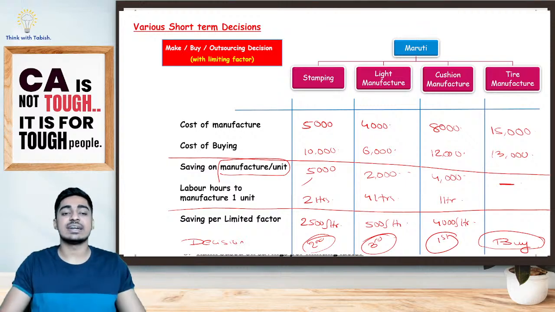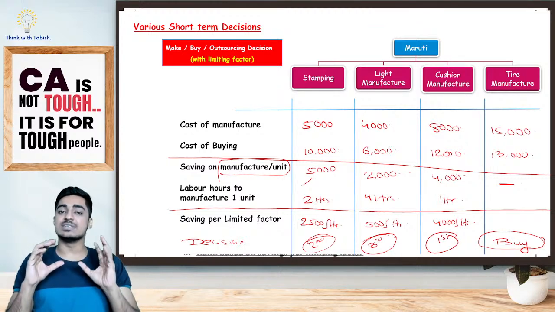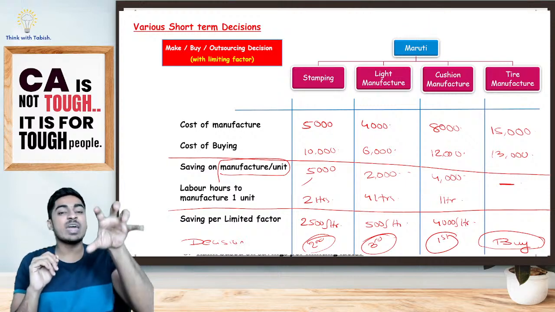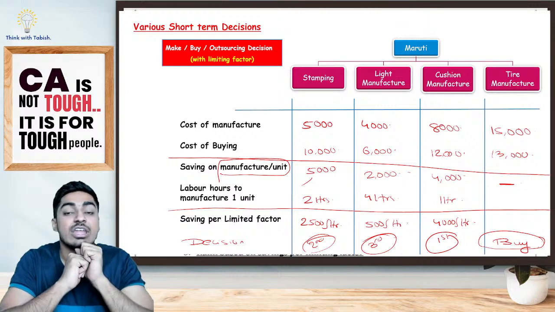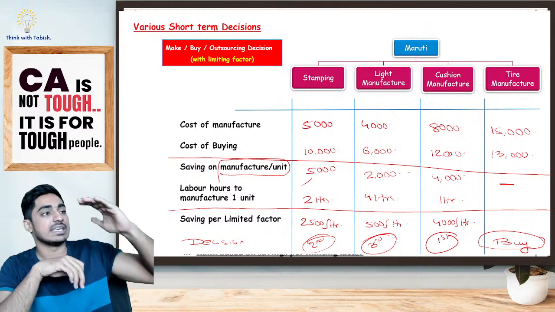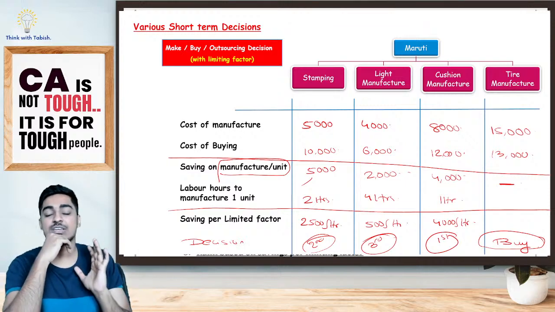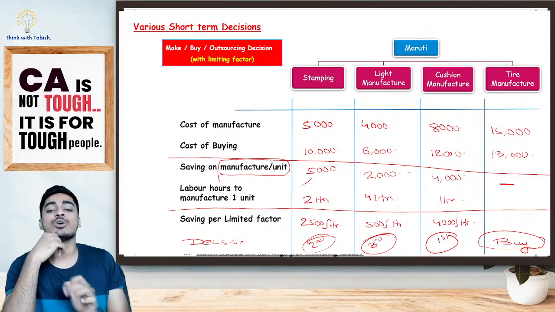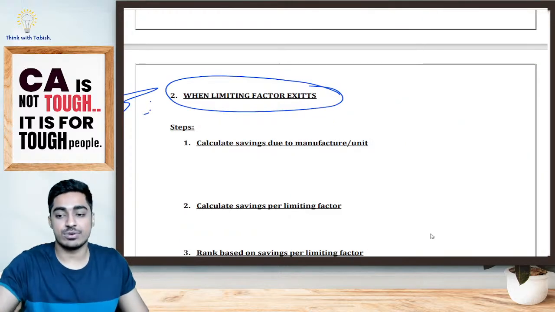This is how decisions are taken if a limiting factor is there. Normal decision making is simple. We compare the cost of manufacture and the cost of buying, and whichever is cheaper we do. Now, the cost of manufacture is cheaper, but still we cannot produce all the units because we have a limiting factor. So we need to allocate based on saving per limiting factor. If you are manufacturing, what is the cost? If you are buying, what is the cost? How much cost are we saving by manufacturing one unit? Based on that, we work out how much we are saving for 1 hour, for one unit of the limiting factor. Based on that rank, we will allocate the resources. So let us have a look at one question.